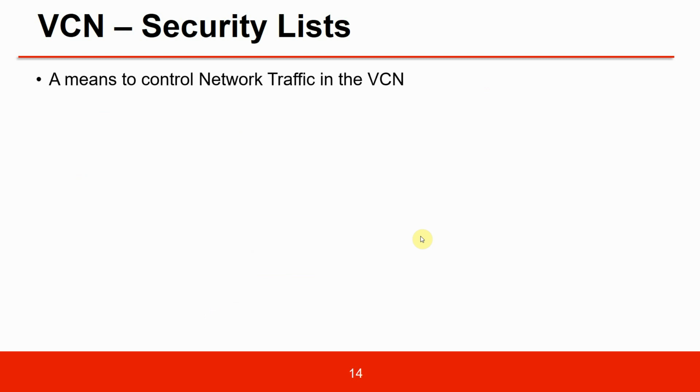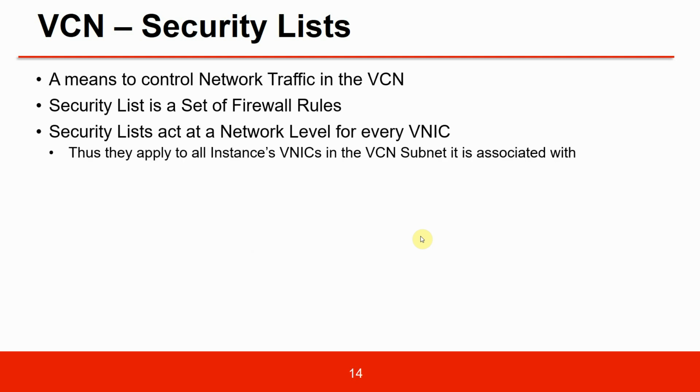Security list, that was the purpose of the demonstration. These terms should not appear new to you because you have seen what security lists are, because we created a route rule in the security list. Actually, it is a means to control network traffic in the VCN. A security list is a set of firewall rules. Security lists act at the network level of every VNIC. Therefore, they apply to all instance VNICs in the VCN subnet it is associated with.